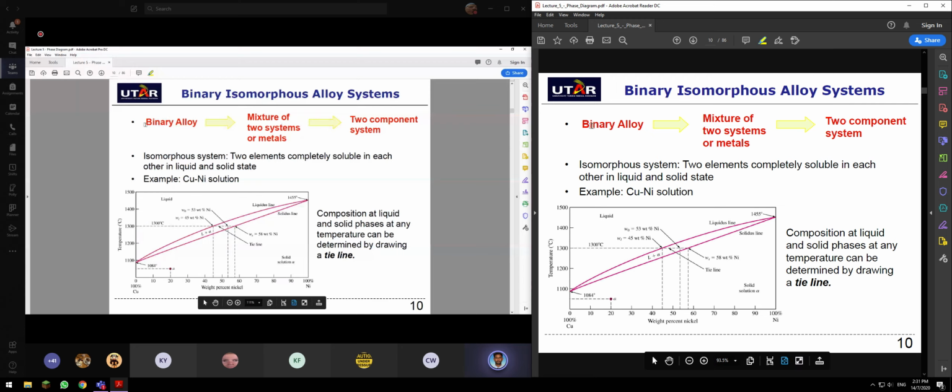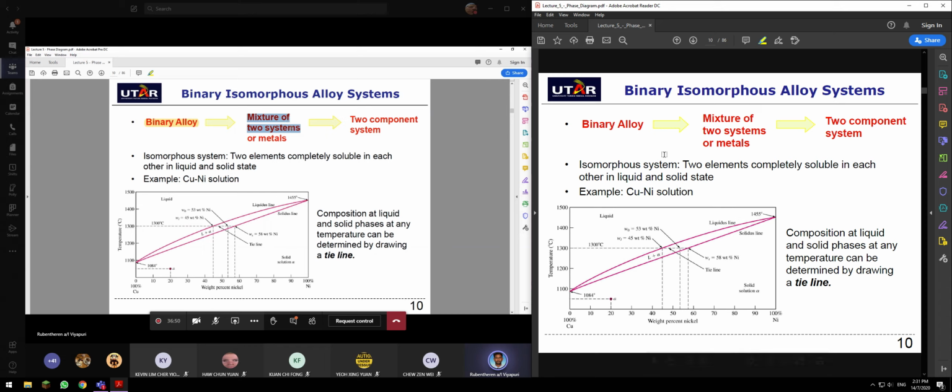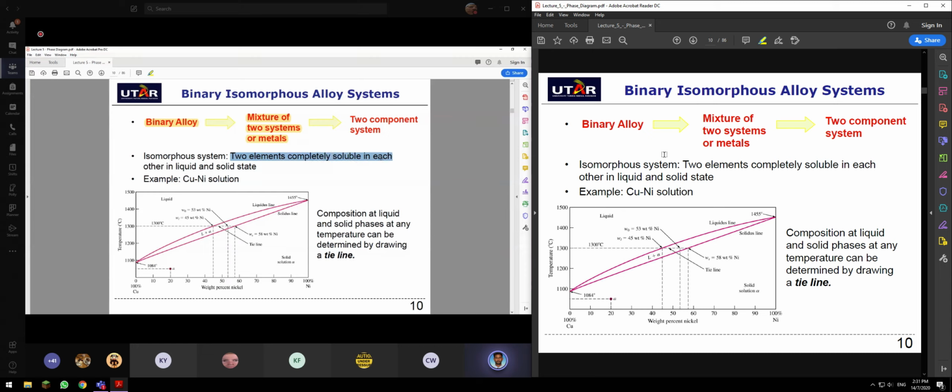In a phase diagram, we can have a binary alloy, a mixture of two metals, also called a two component system. There is a term, isomorphous system. It means that any two components or elements are completely soluble in each other in liquid and in solid state.